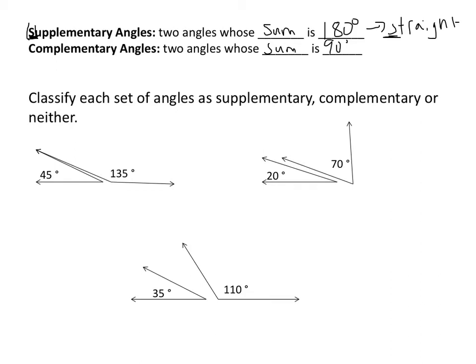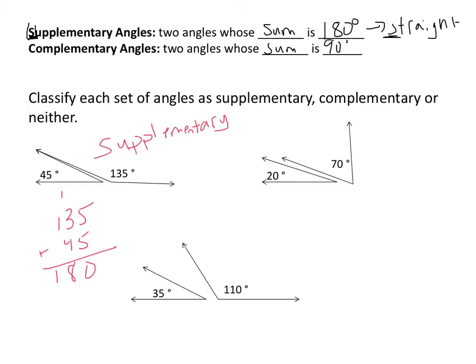So we want to classify each set of angles as supplementary, complementary, or neither. If we look at our first situation, we have 45 and 135. They might look like they form a straight angle, but let's just check. We're going to start with 135 and add 45 to see if they add up to 180. And they do. So these two would be supplementary. Why don't you go ahead and pause the video and try the next two on your own.